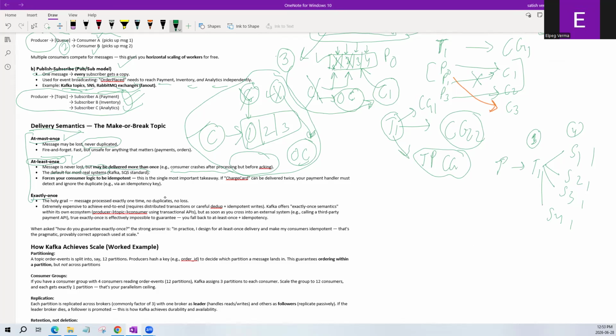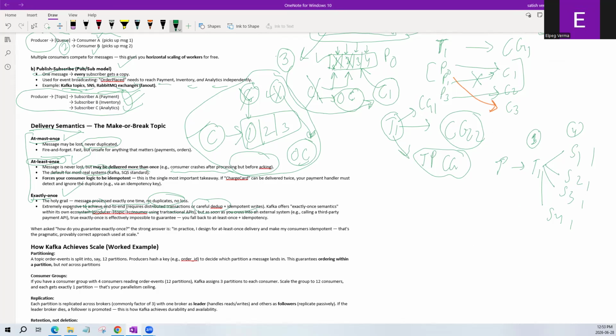Exactly once means the message is processed exactly one time: no duplicates, no loss. Now you will say it is very good, so why are we not going with this? Just see this: it is extremely expensive to achieve end to end. It requires distributed transactions or carefully coordinated, idempotent writes. So what does it mean?